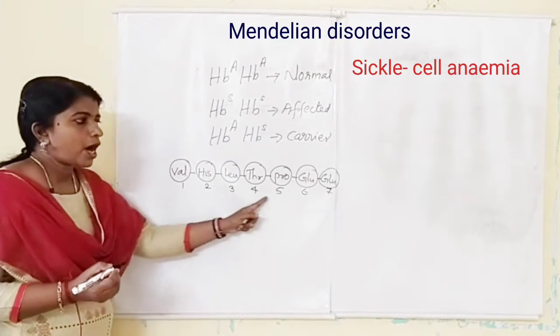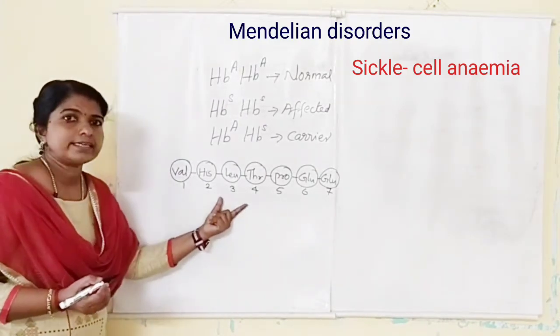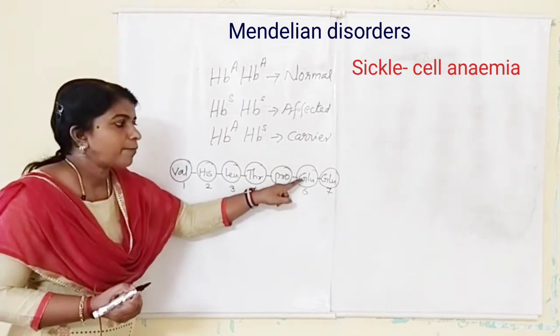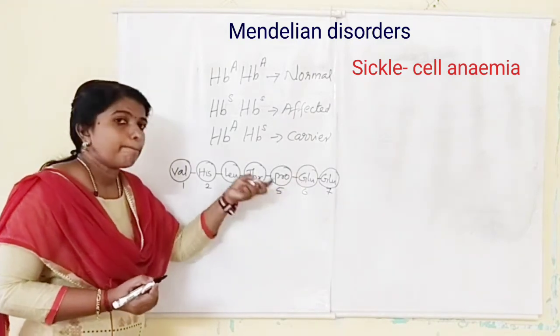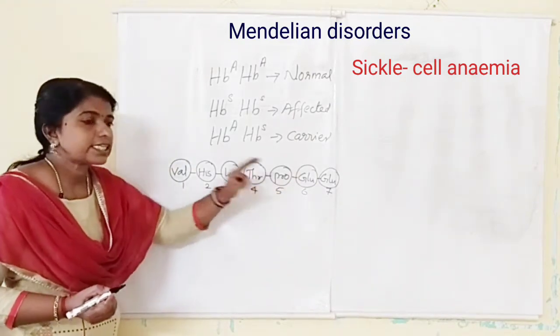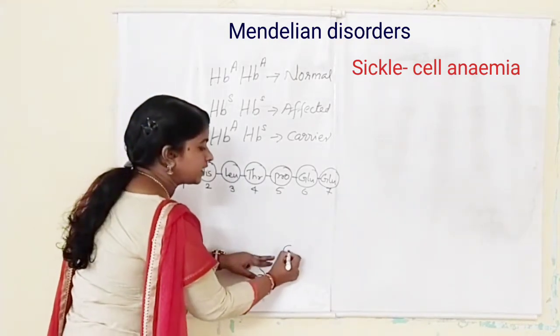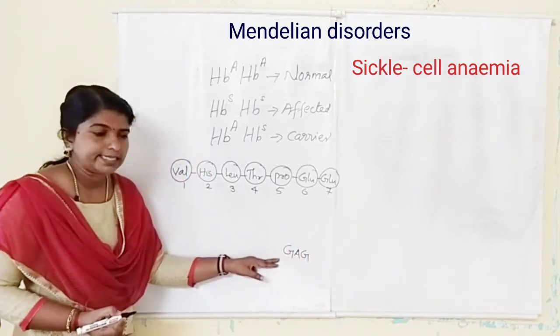I show a part of the beta globin chain, the amino acid sequence. Look at the 6th position. The amino acid is glutamic acid. And the base pair which synthesizes this glutamic acid is the DNA sequence, that is GAG. This is the base sequence.